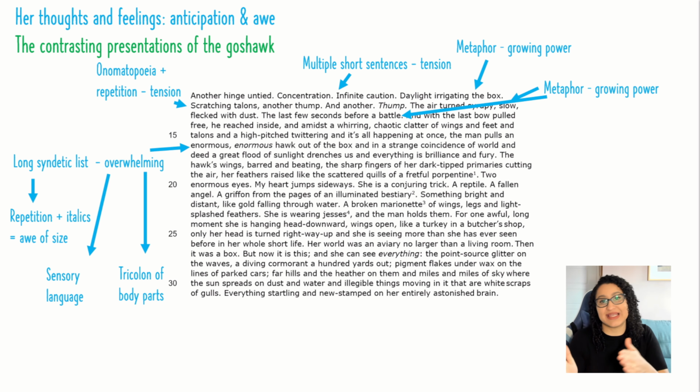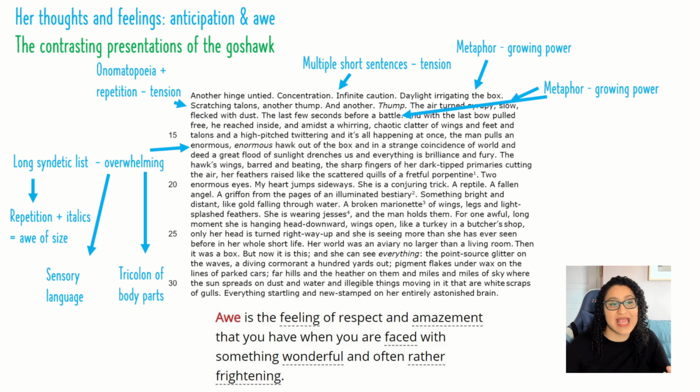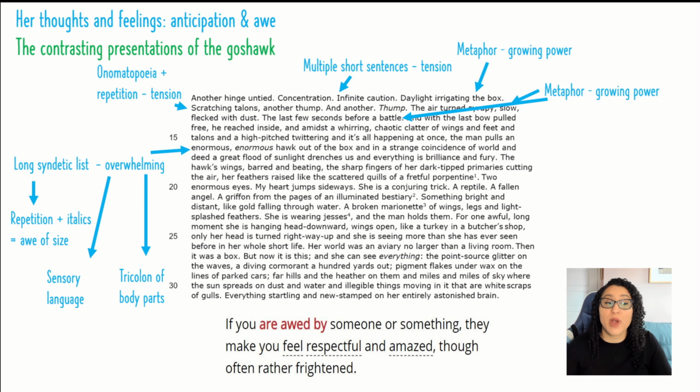If you are awed by someone or something, they make you feel respectful and amazed, though often rather frightened. So it's this perfect word for describing that mix of emotions she's going through, because on the one hand, she's amazed at the wonder of this bird, but she's also a little bit frightened of it too, of the power and violence that it has within it. More things that convey this sort of overwhelming sudden awe that she's feeling is the pathetic fallacy and the metaphor.